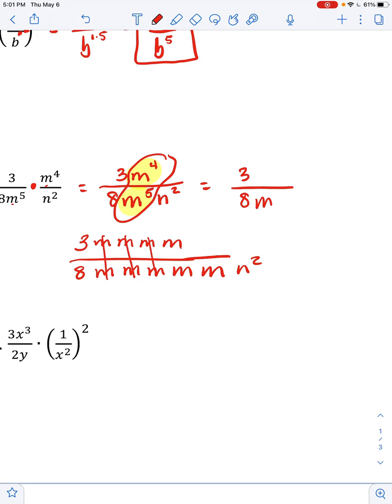These are going to cancel, and that extra one is going to be on the bottom because that's where the higher power was. And then there's nothing to cancel, reduce, or change the n because there's no other n's. So my answer is left like that.